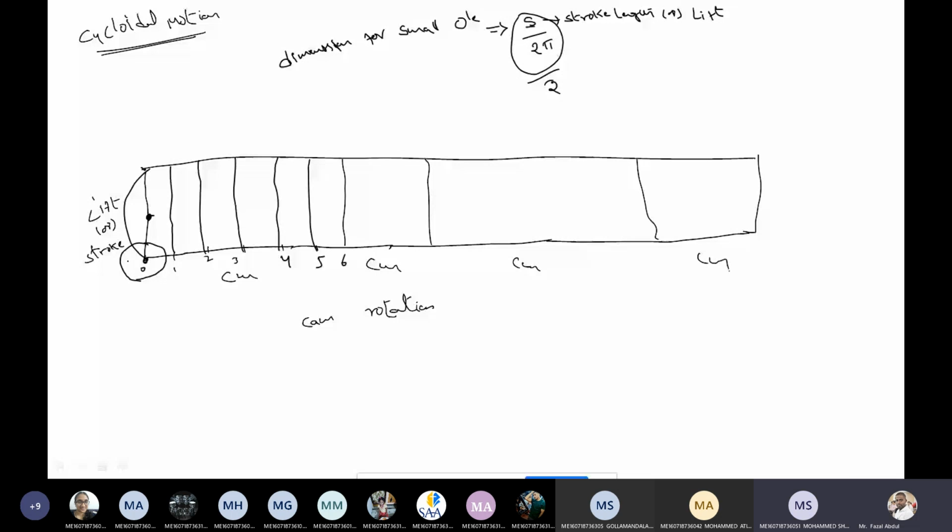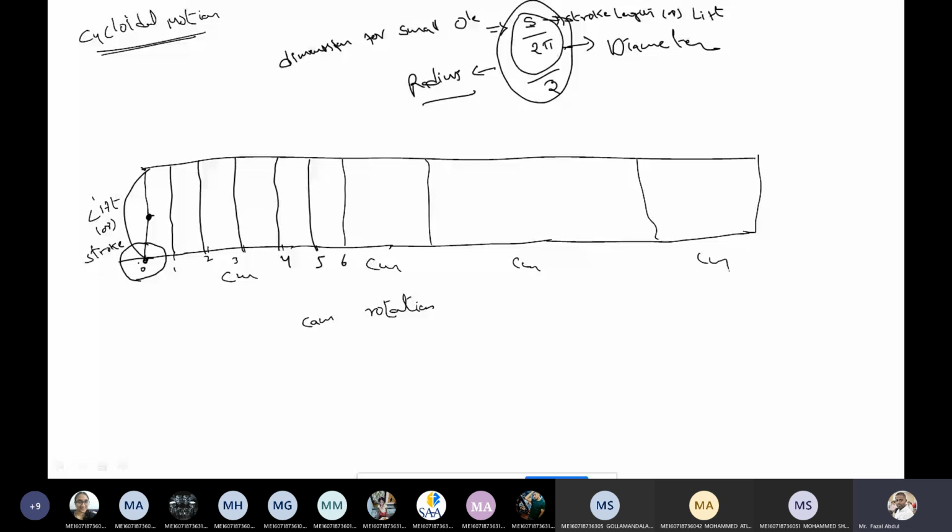Sir, the dimension we get for the small circle, is that the diameter? Yes, whatever the S by 2 pi is, that is the diameter. Diameter divided by 2 will be the radius. Observe here: S by 2 pi is the diameter, divided by 2 is the radius.